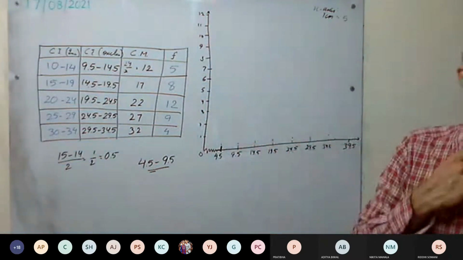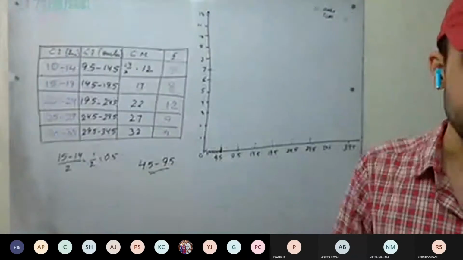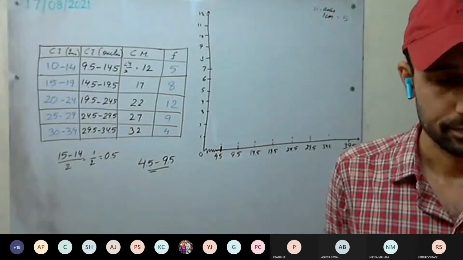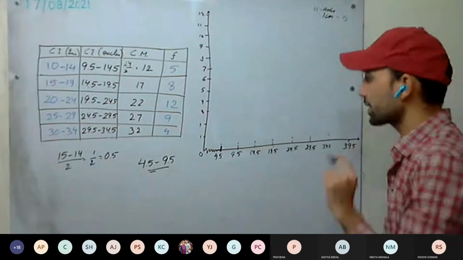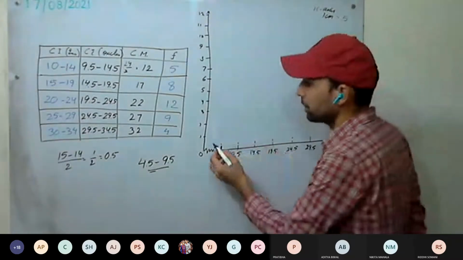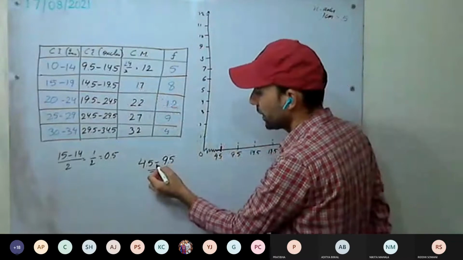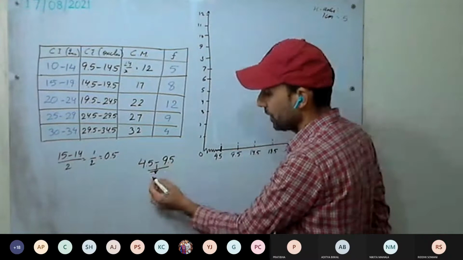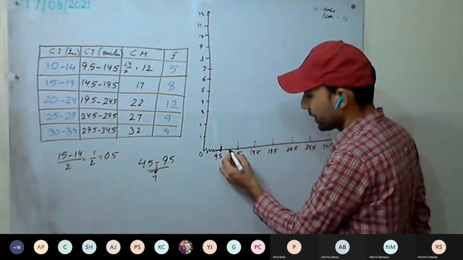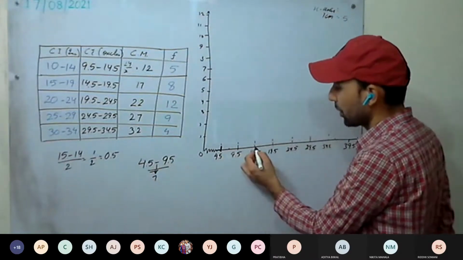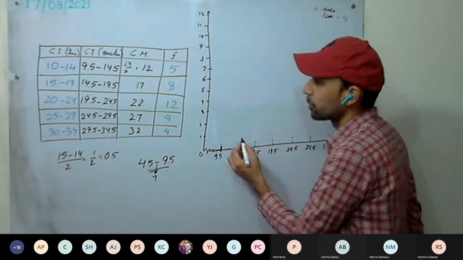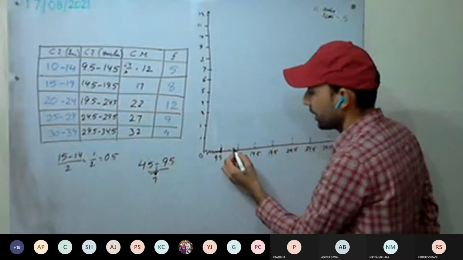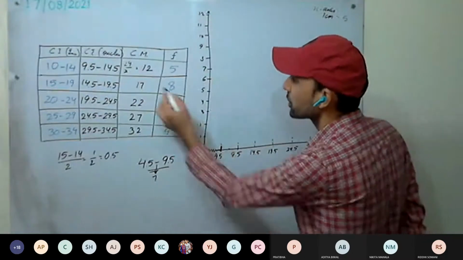Okay, can we draw without using the histogram? Yes, sir. See how you can draw without the histogram. First one, what will be the mid value? That is the class mark, 7. So it will be here, first one. Then 9.5 to 14.5, 17 is the class mark.